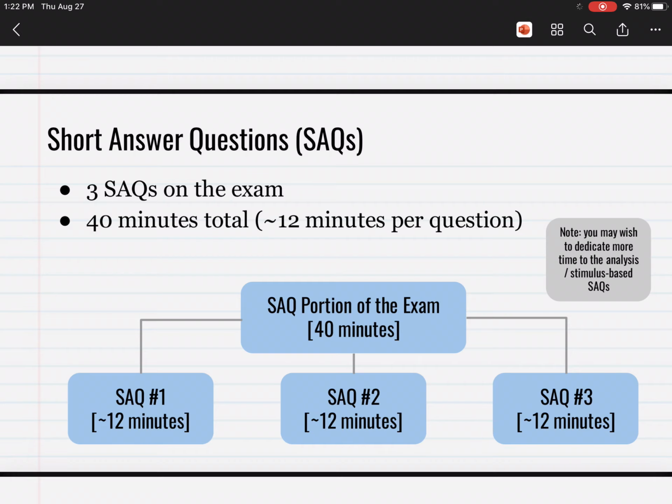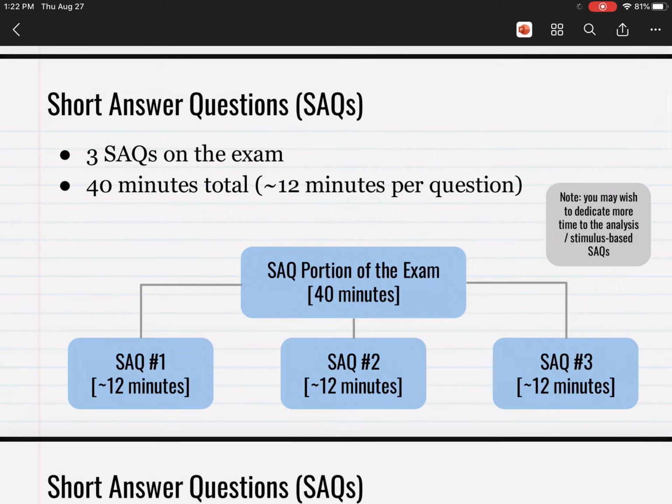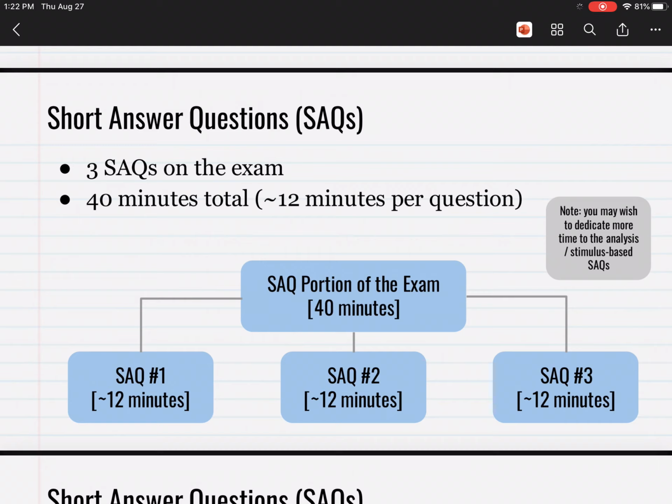So just a quick review of what it's going to look like on the actual AP exam. This is not for my quiz, not for my test that you'll be taking for me, but for the actual AP exam. There are 3 SAQs on the exam. You get a total of 40 minutes. So we typically say, I think, 12 minutes per question.